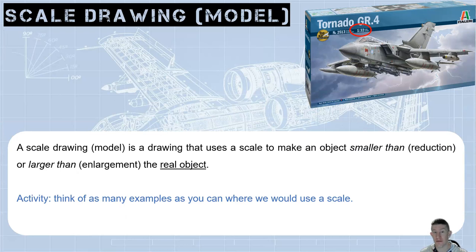A scale drawing or a model is a drawing that uses a scale to make the object generally smaller, which is a reduction scale. Sometimes we can do it to make the object look larger than the real object if the thing is already really small. But it's definitely more common to see that reduction scale. An example is things like scale model kits. So you can see the plane here, the tornado, it has a 1 to 32 scale. So that's a reduction scale. That's saying for every 1 unit in the real world, it would be 32 units of it.